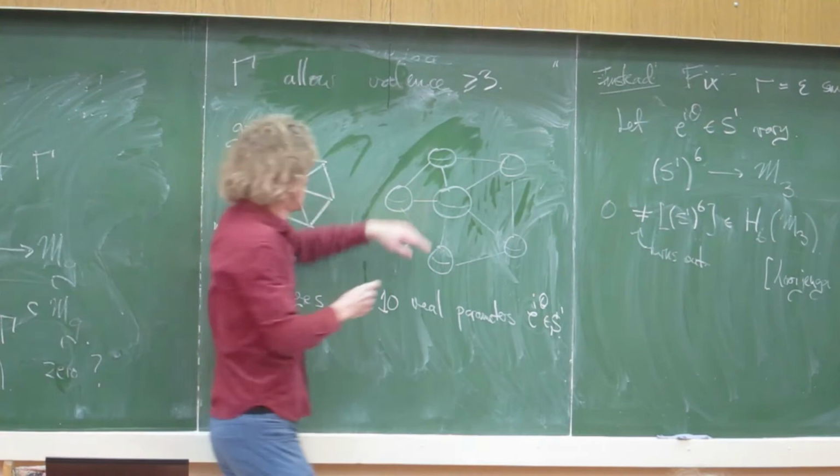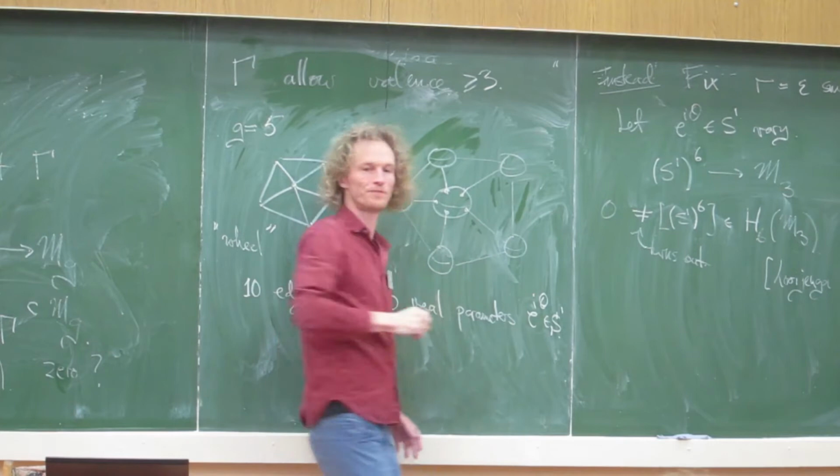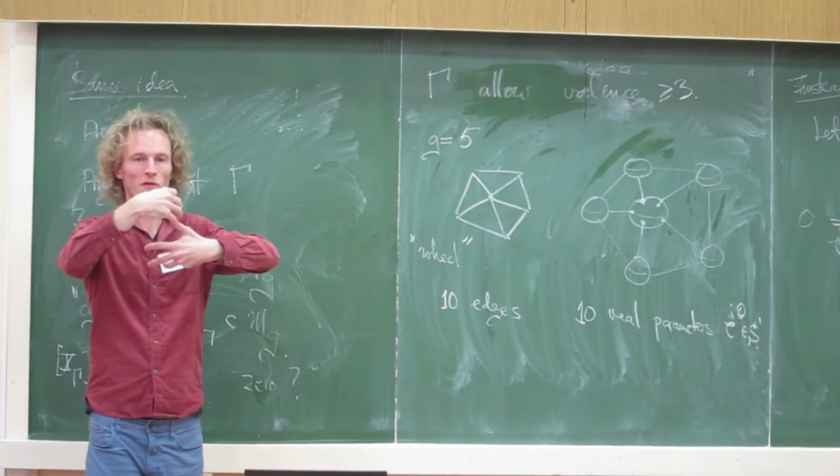Namely, at the center, I have a Riemann sphere with 5 marked points. I can always parameterize it uniquely so that 3 of them are 0, 1, and infinity. But then the remaining 2 will be 2 complex numbers.